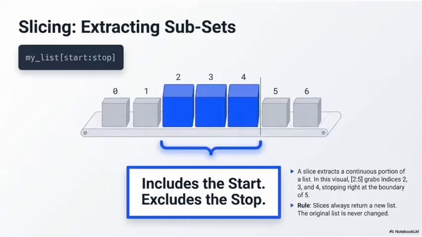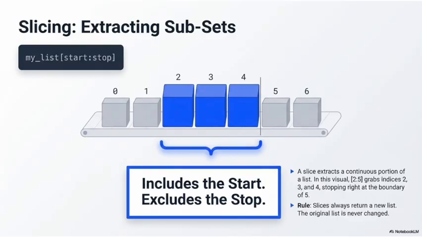1:3 returns indices 1 and 2, and this include-start, exclude-stop rule is consistent everywhere in Python. Strings, lists, and ranges. So internalizing it once pays dividends across the language. Slicing always returns a new list. The original is never changed.